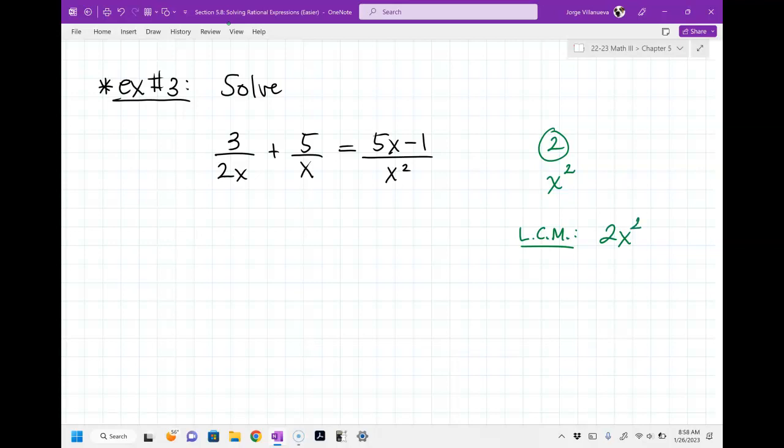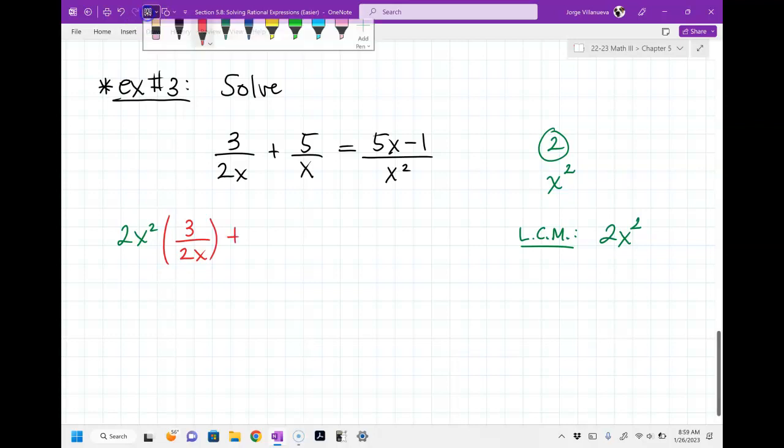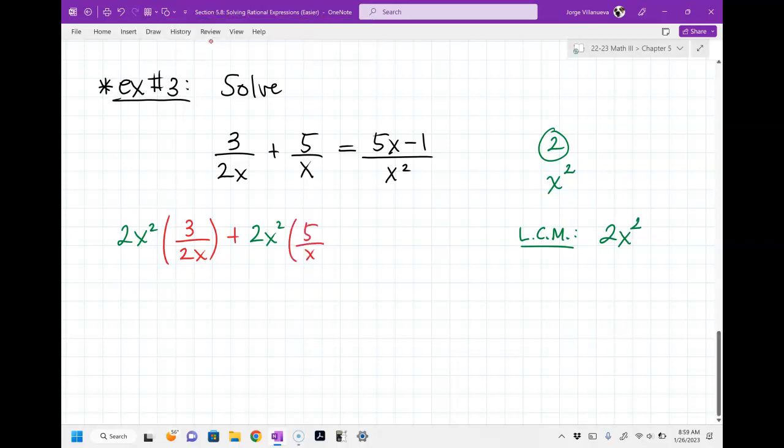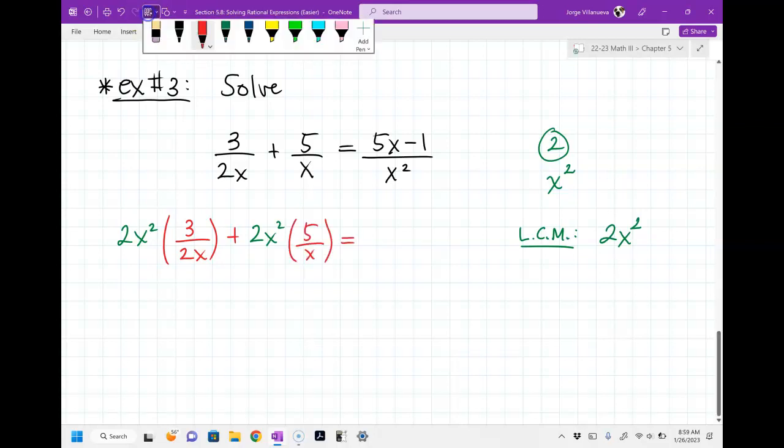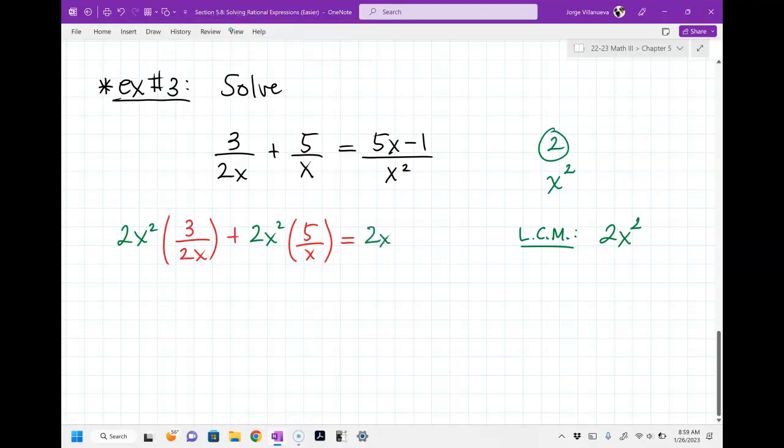Okay, so I'm going to multiply everything in that problem by 2x squared. So here we go. 2x squared times 3 over 2x plus 2x squared times 5 over x equals 2x squared times 5x minus 1 over x squared.